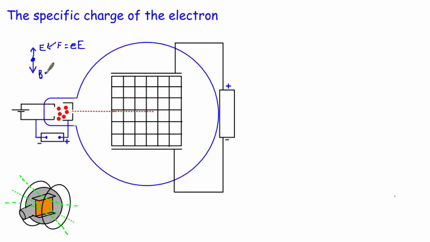As we've already seen, the force from the magnetic field is equal to the magnetic flux density multiplied by the charge on the electron multiplied by the velocity that goes at. And if they're going in a straight line, the resultant force is zero, so these two things are equal. In other words, the charge on our electron multiplied by the electric field strength is equal to the magnetic flux density times the charge multiplied by the velocity.